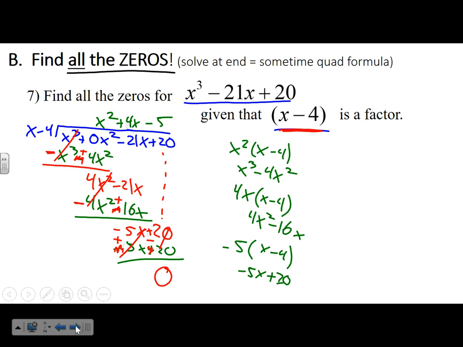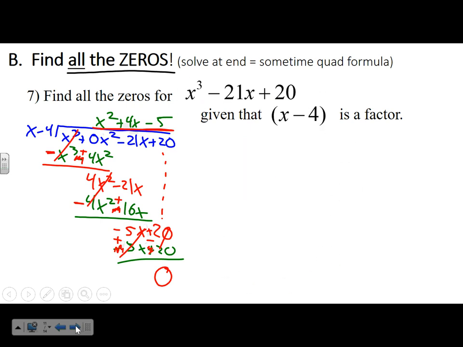So when we divided this out, we got this as our answer. But this isn't asking us just to divide. They're asking us to find all the zeros. Or they could also say factor completely. They're both pretty much the same thing. I'll show you what we mean in a second. So once you're done with this, we have this equation, x squared plus 4x minus 5, and we need to find the zeros to that.